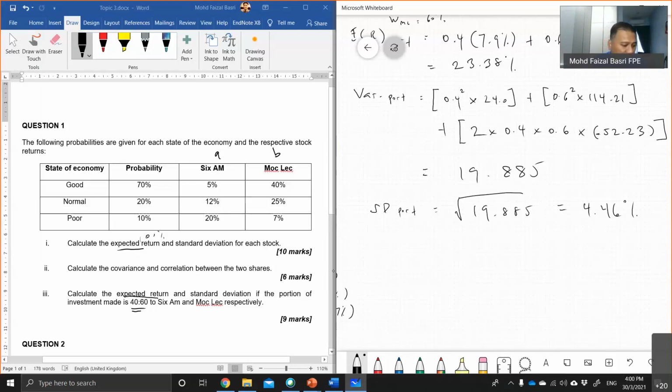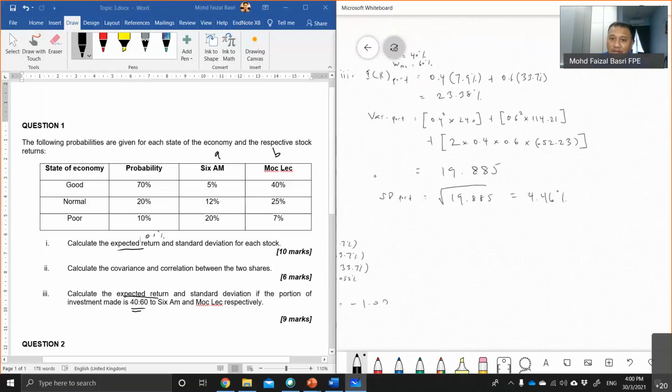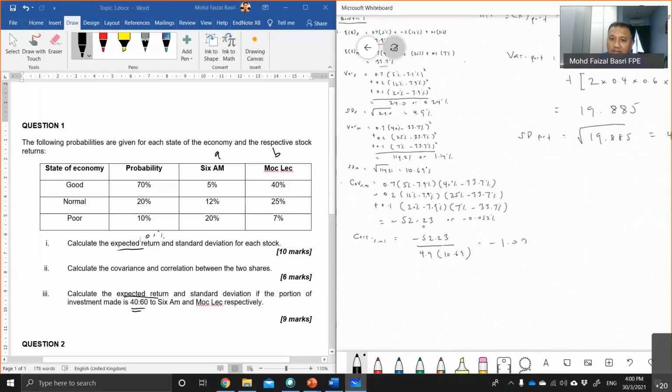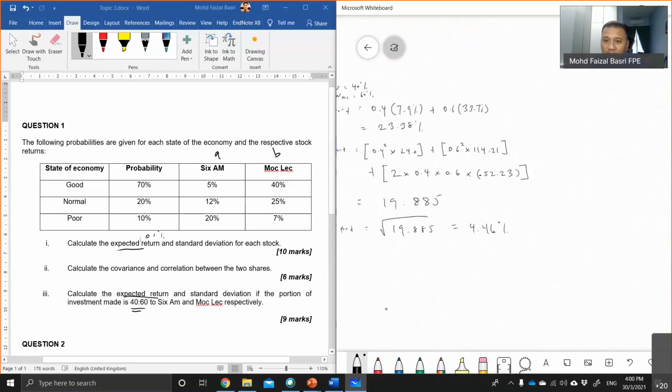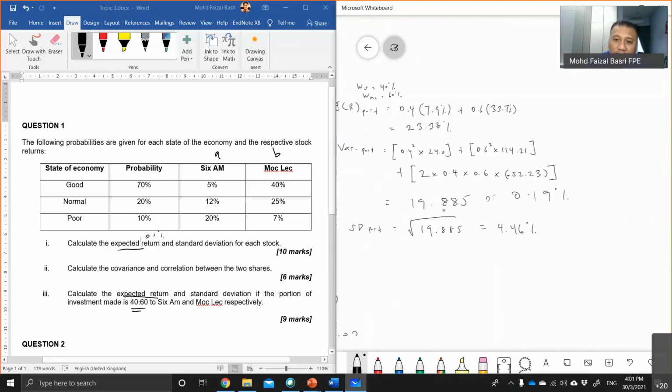So for standard deviation, yes, you can use the percentage. As I said, for variance and covariance, this figure is not a percentage. So if you want to put it in percentage, we have to divide by 100. Like this one, if you want to put it in percentage, you divide by 100. So it's about 0.19%. But if you don't want to use percentage, just leave it as it is. But don't put 19.885%, because it is not 19.885%. Just 19.885. But the standard deviation, yes, you can use as percentage.